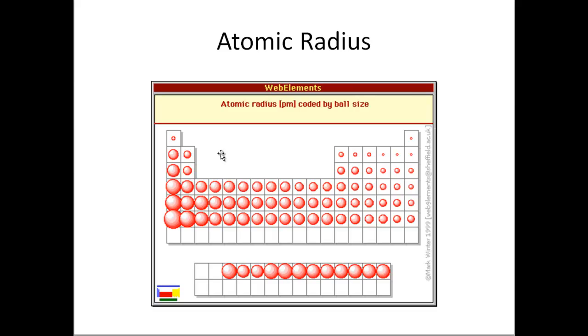Let me say that again. As you go from left to right, you increase protons. As you increase protons, you create a more positive pull on the electrons. So the electrons get pulled in closer, which results in this trend. So again, if you're a memorization person, going left to right, our radius gets smaller.